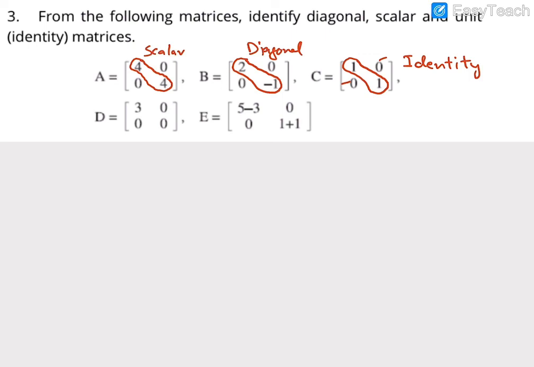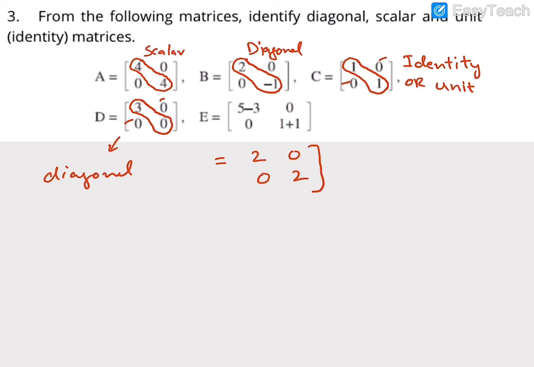matrix, or you can say unit matrix. Here you can see 3 and 0 and non-diagonal elements are 0, so at least one element of the diagonal is non-zero, so this is also a diagonal matrix. E you can also write 5 minus 3 is 2, 0, 0, 1 plus 1 is 2, so diagonal elements are same, so it means it is scalar. So this was question number 3.